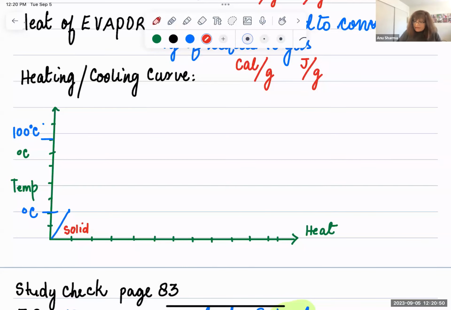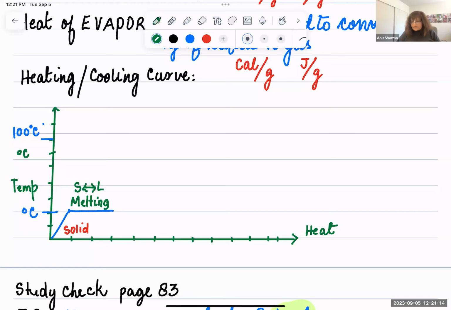Okay, it will remain as a solid. After that, the water needs to absorb some amount of heat. So at that stage, what is happening? This is the stage where melting is occurring. In this melting, the water exists as a solid and also as a liquid.